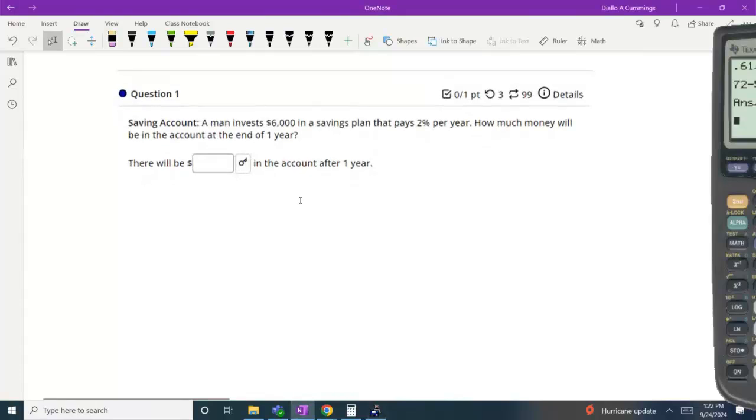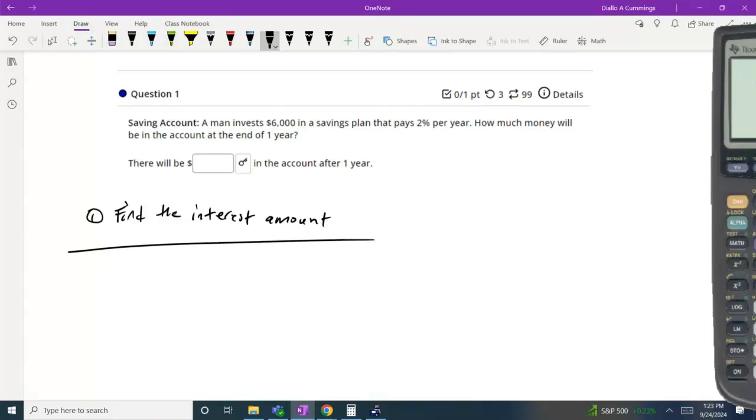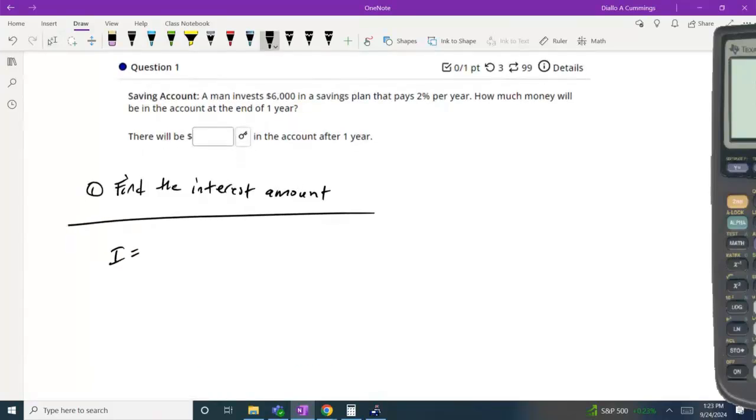So I'm going to use a simple interest formula. I'm going to find the amount of interest after a year. And then once I find that amount, I have to add it back to the original $6,000. And that'll tell me how much money is in the account. So the first thing we're going to do is find the interest amount. So we're going to use that formula.